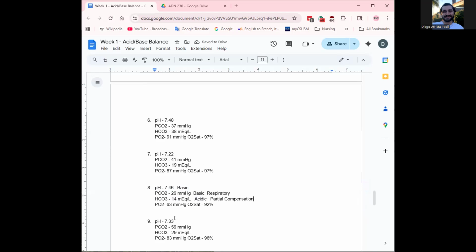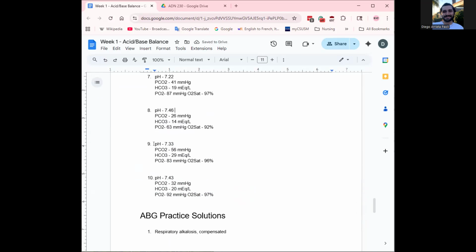Okay. So we see this person has these values here. So they're kind of stable. They're starting the partial compensation. They might need a little bit more support, but they're close to being stabilized. Then number 9.